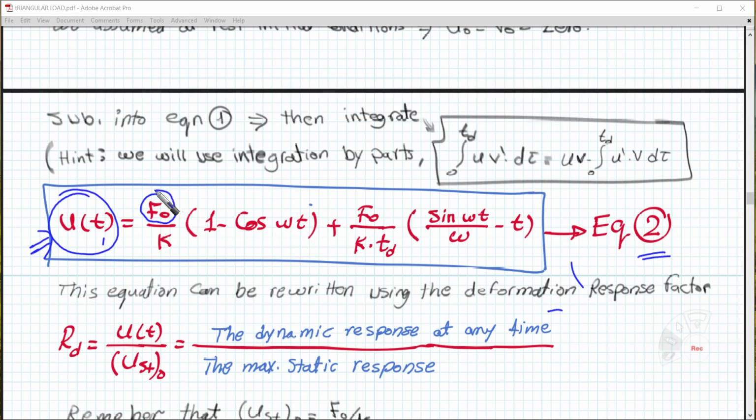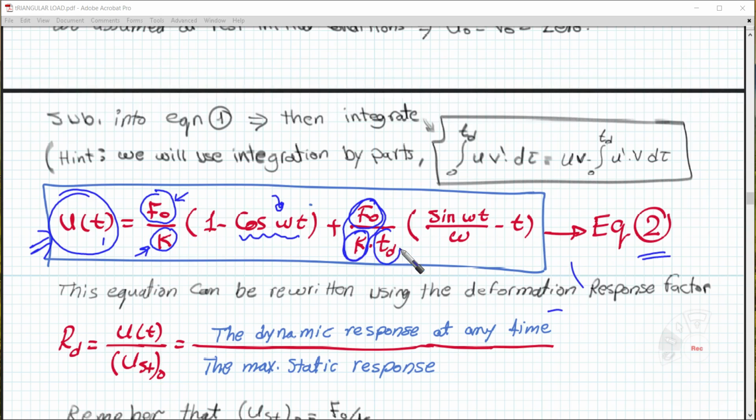Let's go and understand every term here. F node means that it's the maximum magnitude of the force. K is the stiffness of the system. Cosine omega t is a sinusoidal function related to the circular frequency of the system. Then we have again F node over K. If you remember from the previous video, we said that it is the maximum static response, the maximum load over the stiffness of the system.